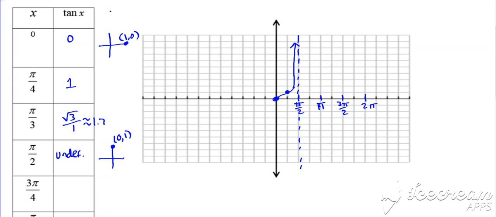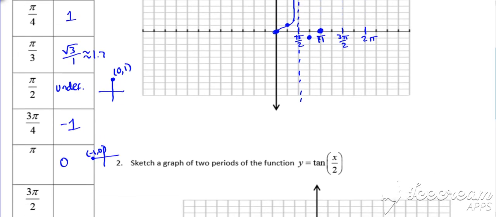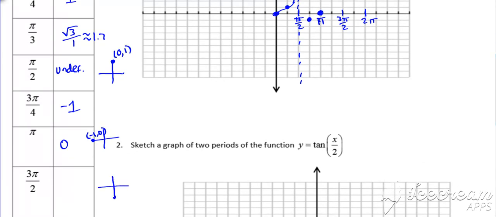If we go past pi over 2 to 3 pi over 4, remember that's in your second quadrant. Still a 45-degree angle, so now your value is -1 because tangent is negative. So it's down here, and then at pi, pi is over here. Now our tangent value is back to 0. So it's very pattern-based. The point is -1, 0.